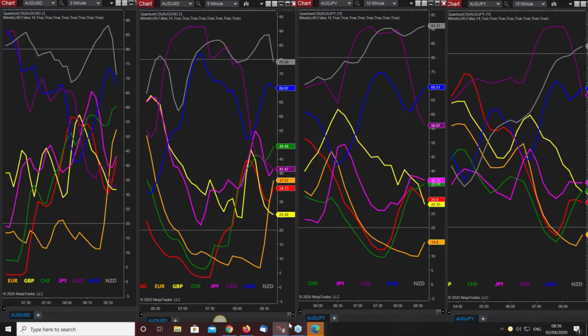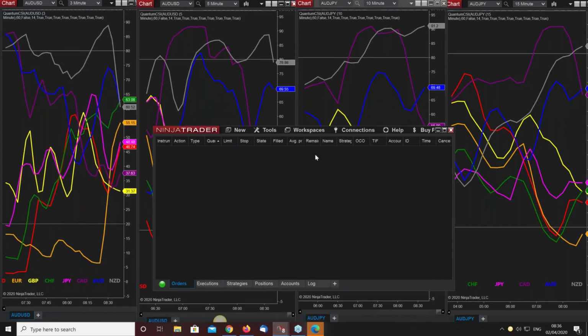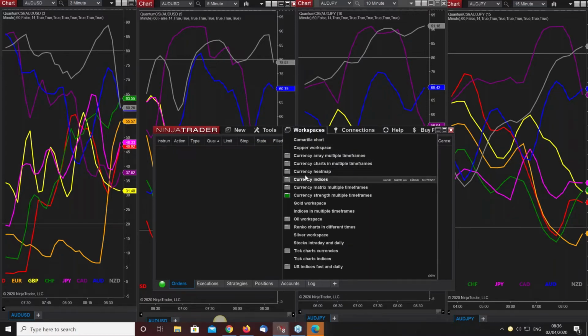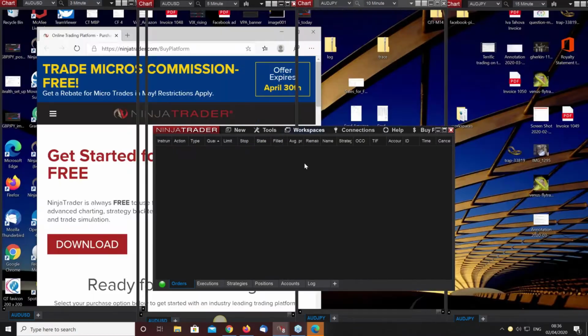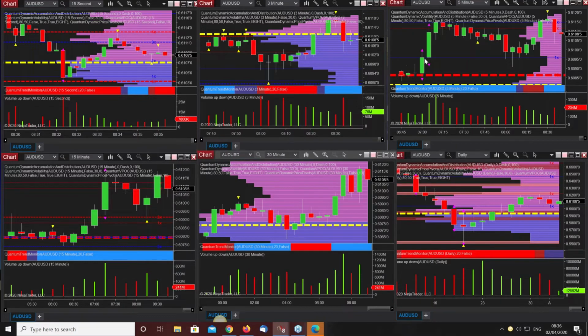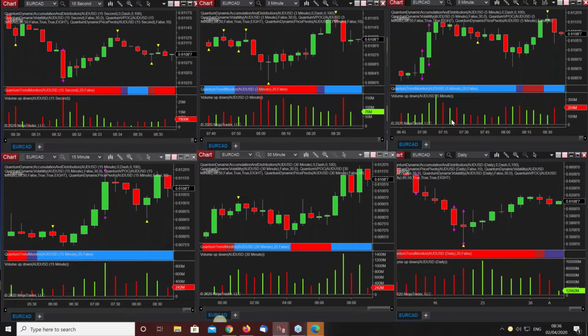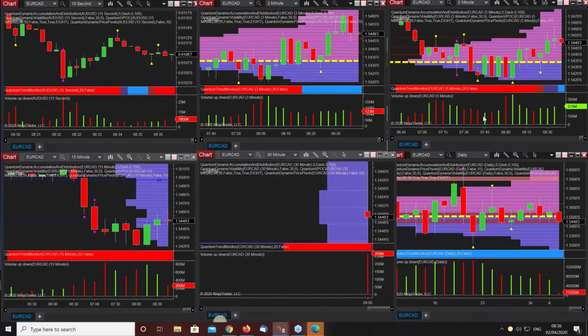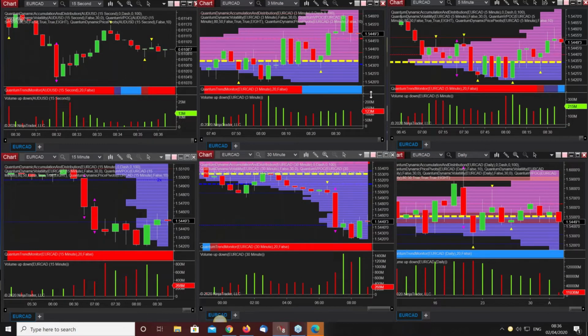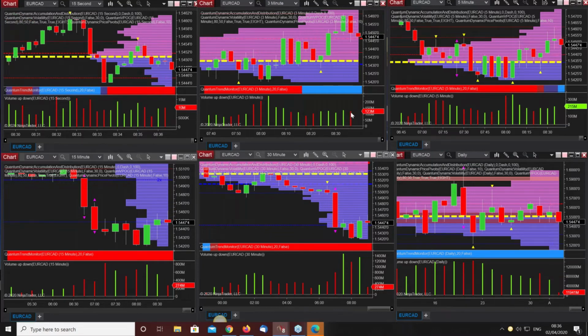Let's have a quick look at that. Already underway. Is it underway? Okay. Currency charts, there we go. Let's just go to Euro CAD. Quick look at that one. There we go. Starting to see that develop. May not be very strong, but not developing strongly at the moment.